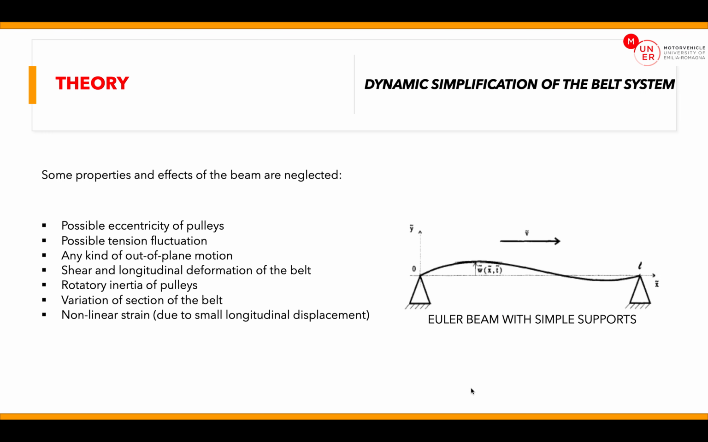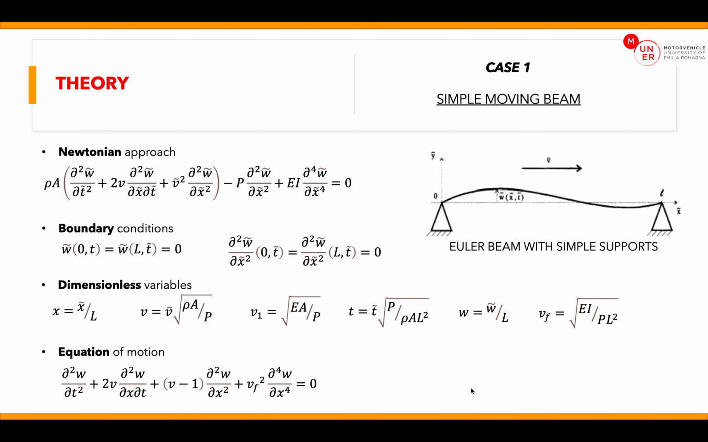We modeled our system as a traveling Euler beam with simple supports. In addition, we neglected the tension fluctuation, the pulley eccentricity, and the nonlinear strain, which is due to small longitudinal displacement. In the first case, we have to consider a simple moving beam. We want to analyze the free vibrations of the beam.